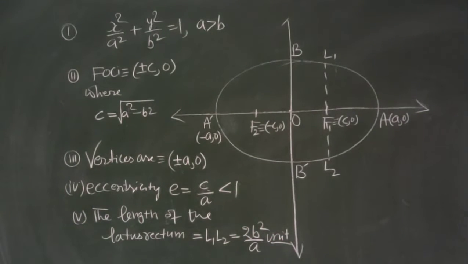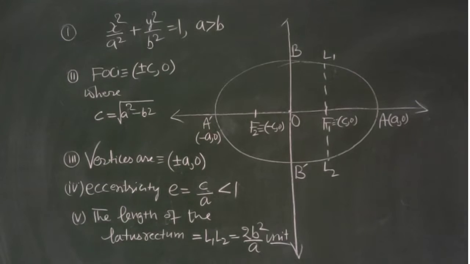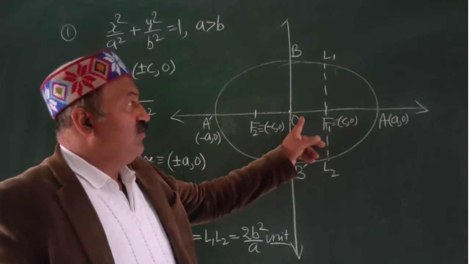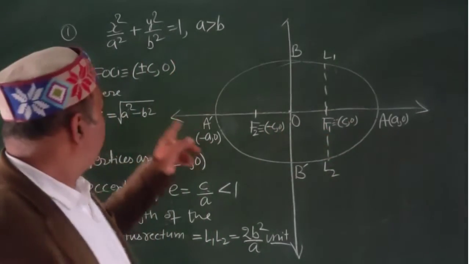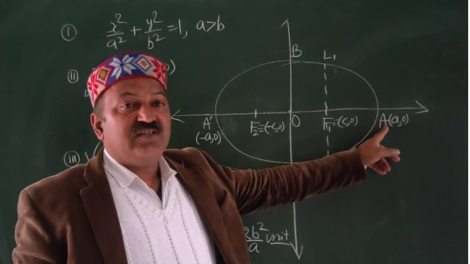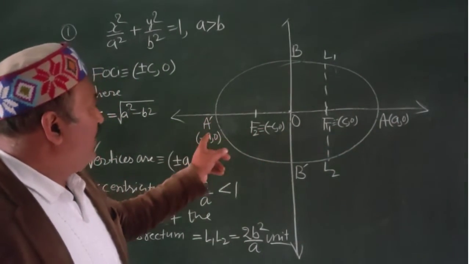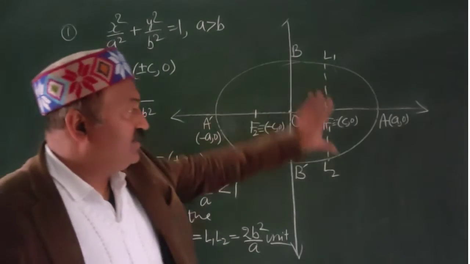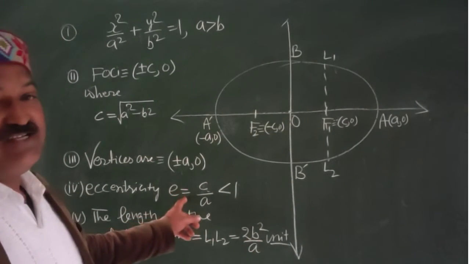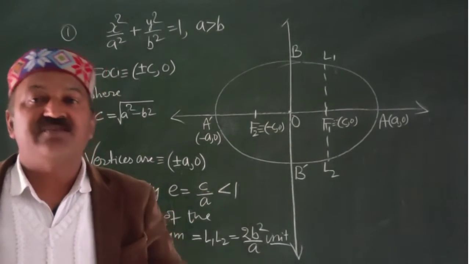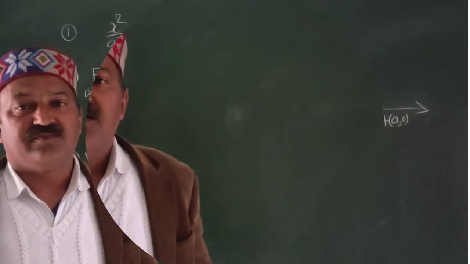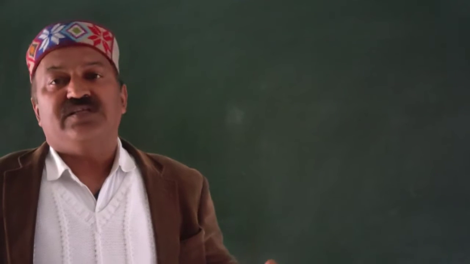So these are the terms which are used in the ellipse and first standard form of the ellipse, in which center is always origin, foci are (c, 0) and (-c, 0), where c is equal to the square root of a square minus b square, and coordinates of the vertices are (a, 0) and (-a, 0). Length of the latus rectum is 2b square upon a, and eccentricity is always unitless, and that is c upon a, which is always less than 1 in case of ellipse. The second standard form of the ellipse.